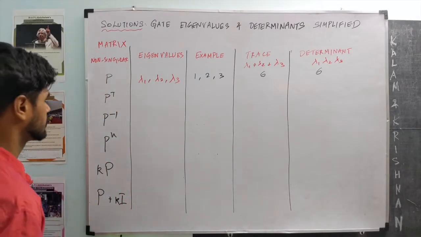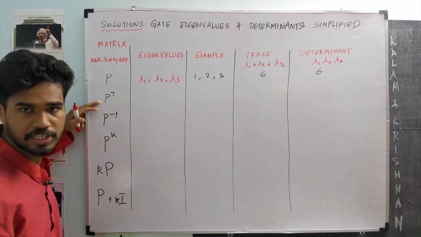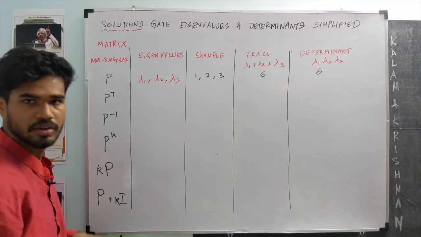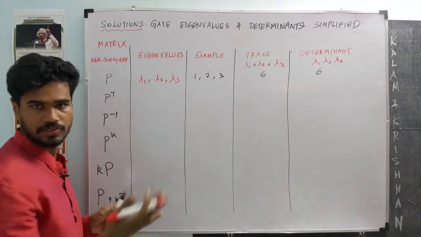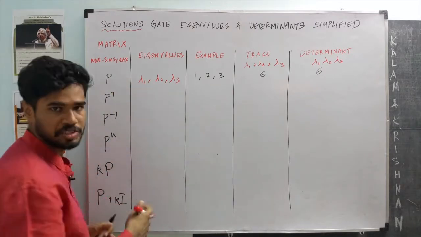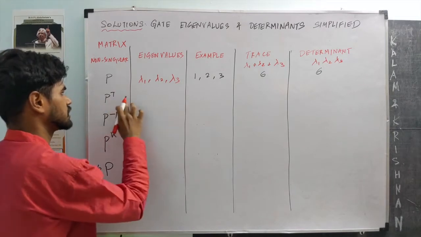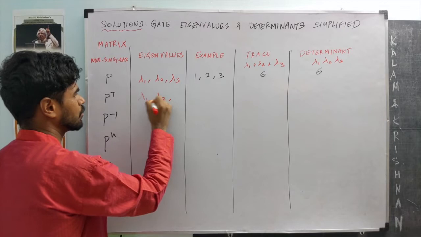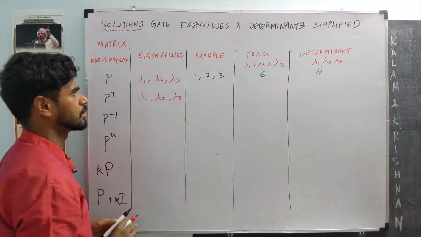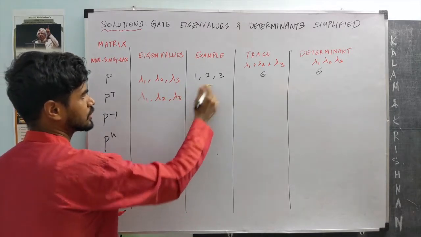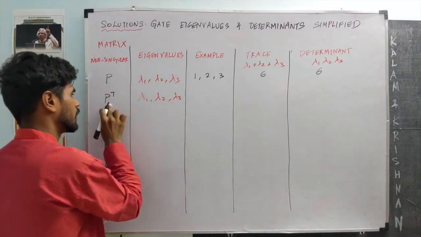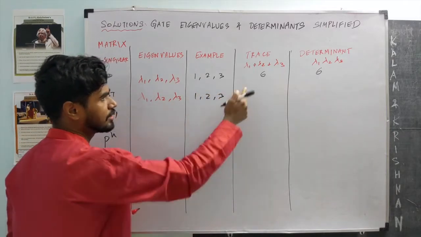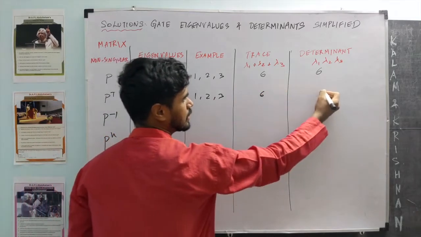So the first question, what happens to the eigenvalues of P transpose, which is the transpose of the original matrix? Say the matrix is non-singular. Let's just look at a 3 by 3 matrix. The transpose is going to have the same eigenvalues as the original matrix, lambda 1, lambda 2 and lambda 3. For example, if the eigenvalues of the original matrix are 1, 2, and 3, the eigenvalues of P transpose are going to be 1, 2 and 3. Accordingly, trace and determinant are going to be 6 and 6.